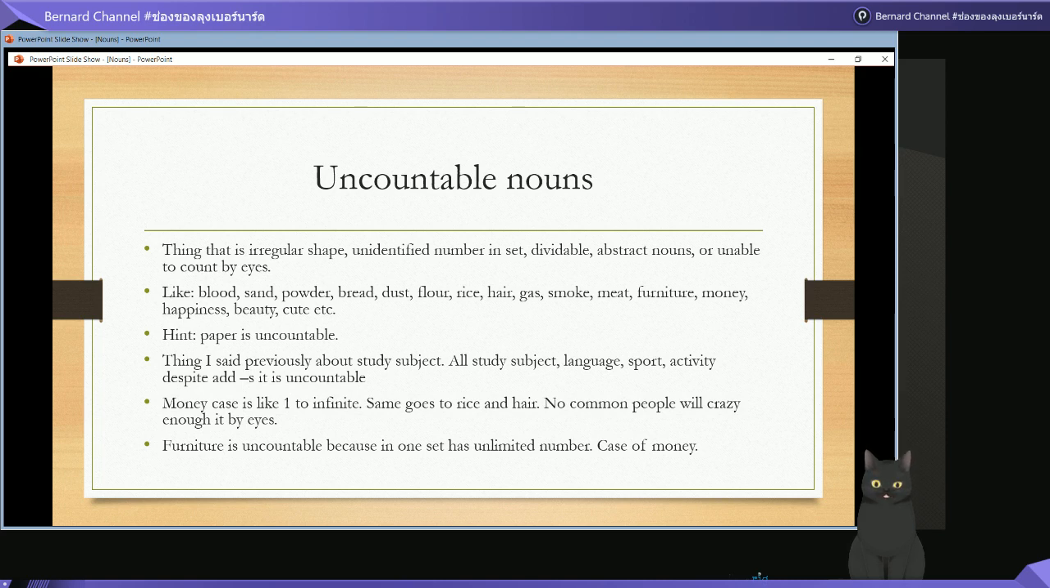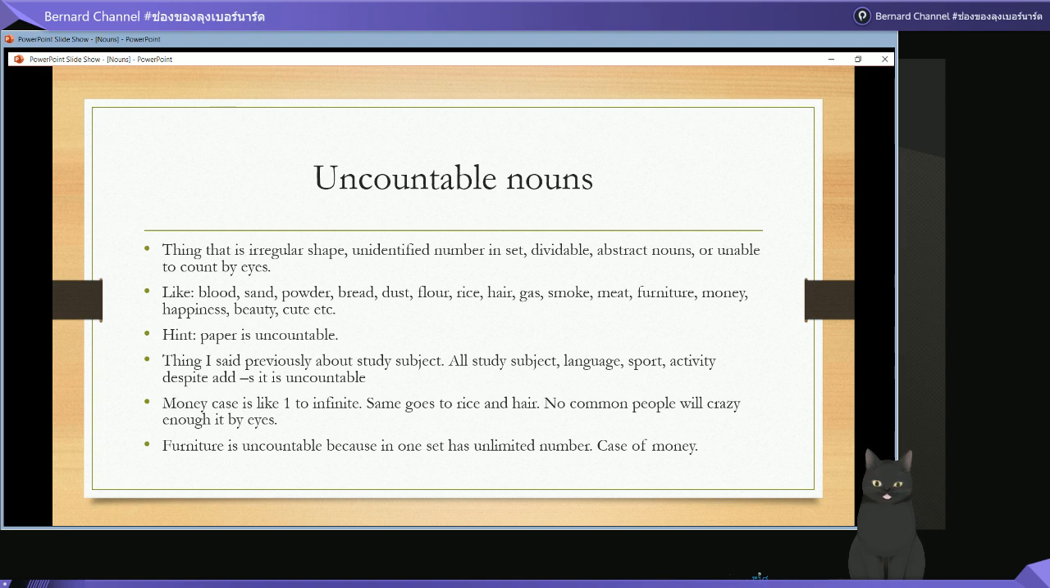Okay? You don't say $3. If you say $3, it is countable. But if you say money alone, nothing else, I have money. Well, you cannot add s after that, right? Because it is just like you are trying to count 1 to infinity.